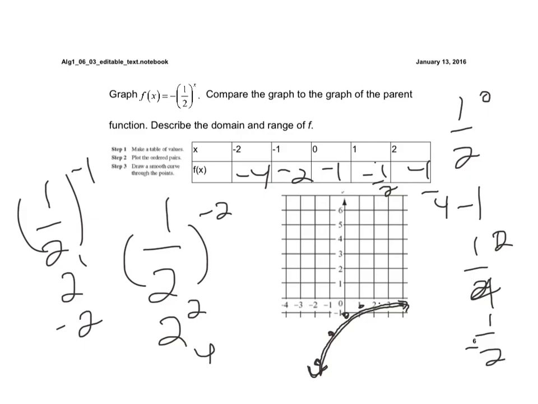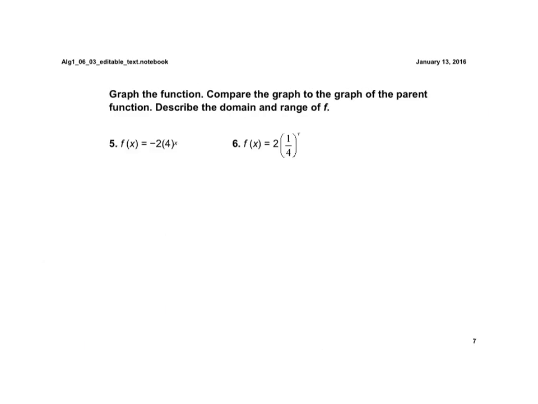All right. So again, that's graphing exponential functions. And we'll take a look at more of these tomorrow in class. If you want to give these two here a shot, that'd be great, but no problem if you do not.